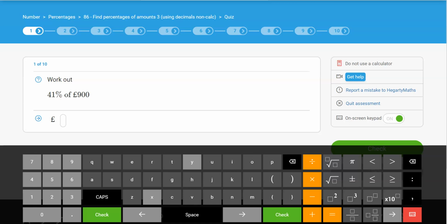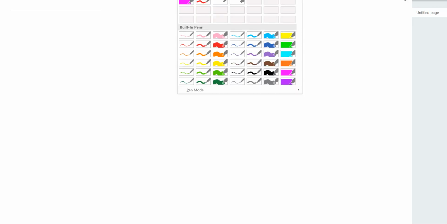Hi guys and girls, a quick walkthrough of this assessment on finding percentages of amounts that aren't your typical 10s, 20s, 30s, 25s, that kind of thing. The way I'm going to show you will work for any percentage. You'll notice that some steps are always the same and some will always change.